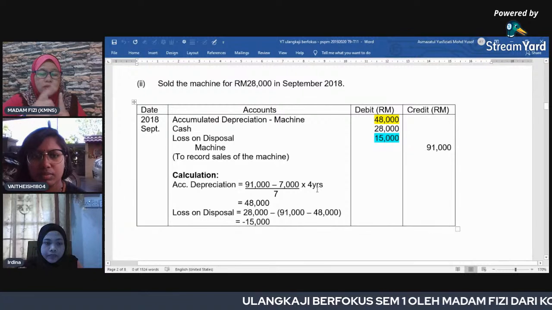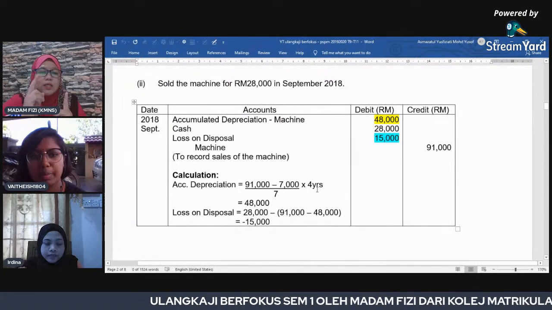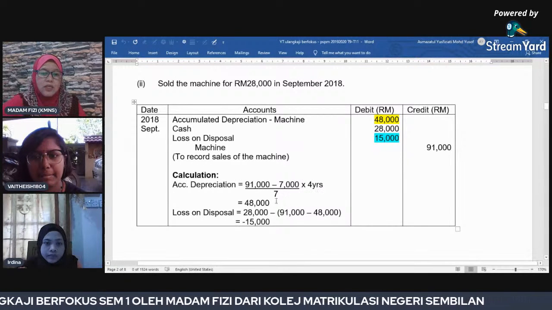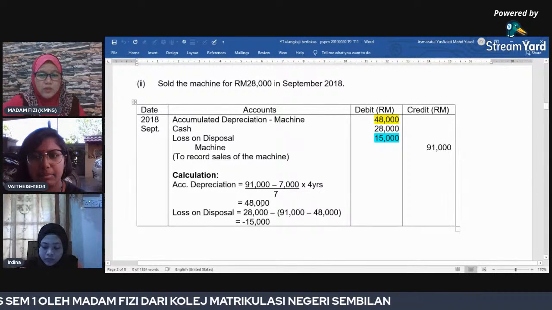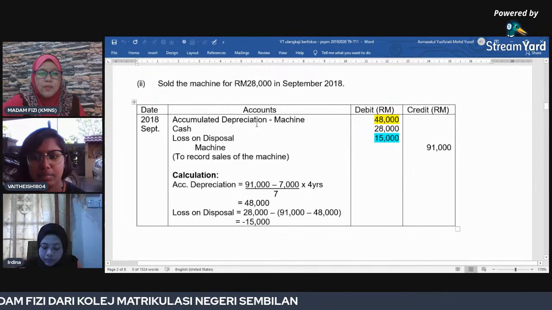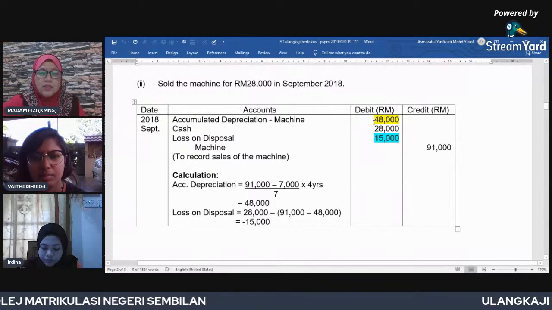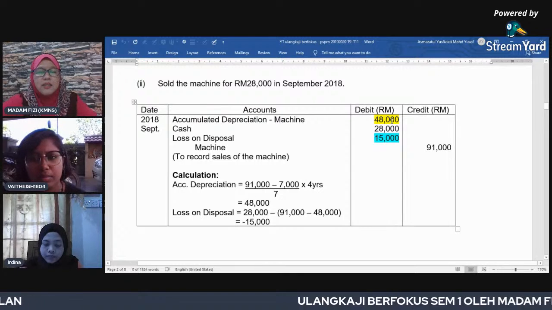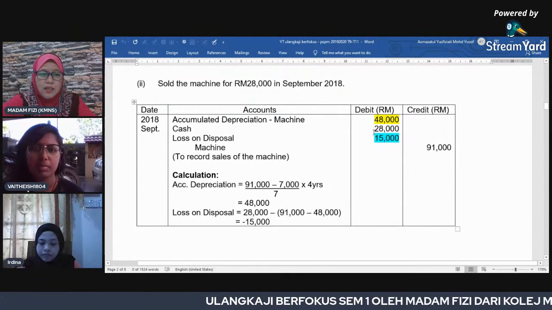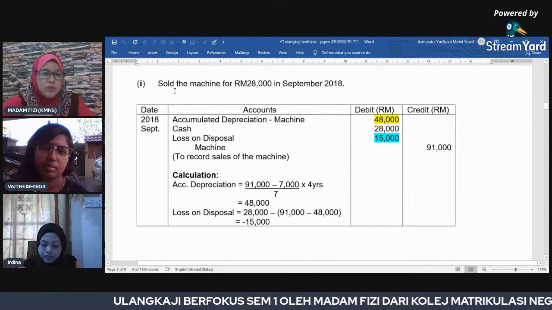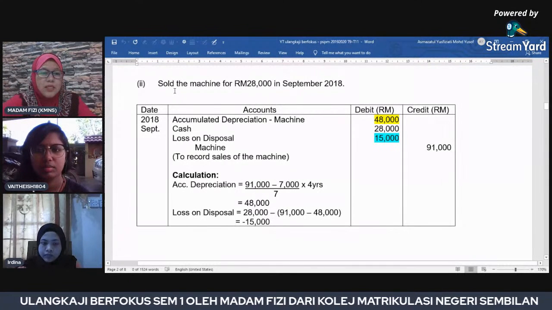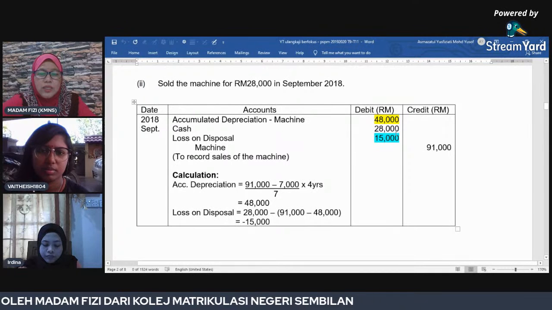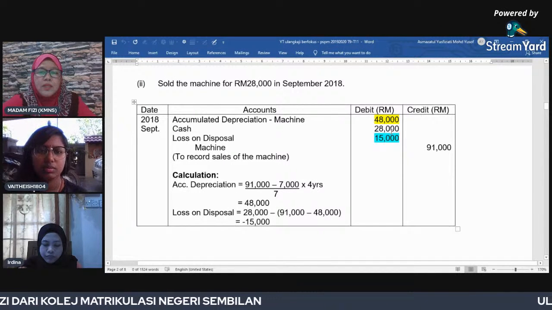How did you get the 4 years? 2014, 2015, 16 and 17. 4 years, which equals 48,000. That's why you debit accumulated depreciation machine 48,000. And then the third step is to record cash. Because we sold the machine for 28,000, that means we receive cash, so debit cash 28,000.